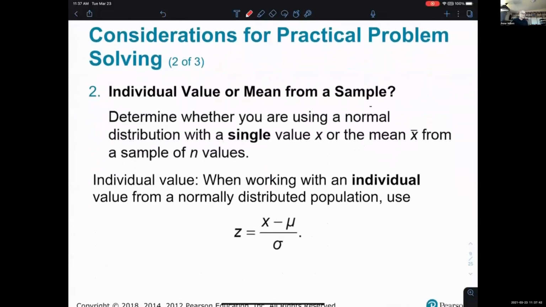The individual value or the mean from a sample. Determine whether you are using a normal distribution with a single value x or the mean x bar from a sample of n values. And we'll see this done in problems, so that's what will really illustrate this. The individual value is when you're working with an individual, then you would use the tactics that we used before, and you would get a z-score the normal way that we have before, or using StatCrunch.